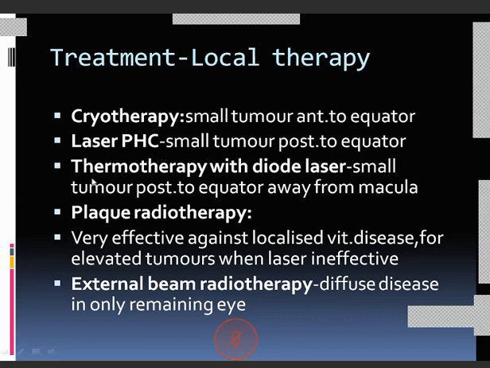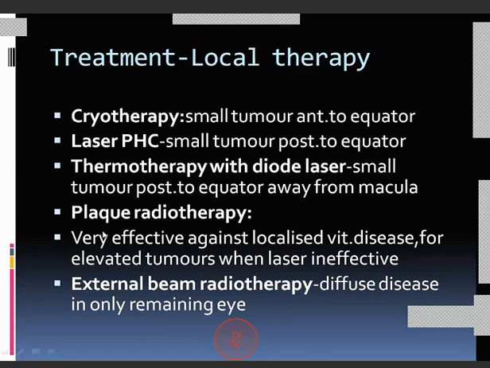The other local therapy is thermotherapy with diode laser. With this, so much heat is produced that there will be destruction of the surrounding structures. So this is useful for small tumors which are posterior to the equator but away from the macula. That is thermotherapy with diode laser.